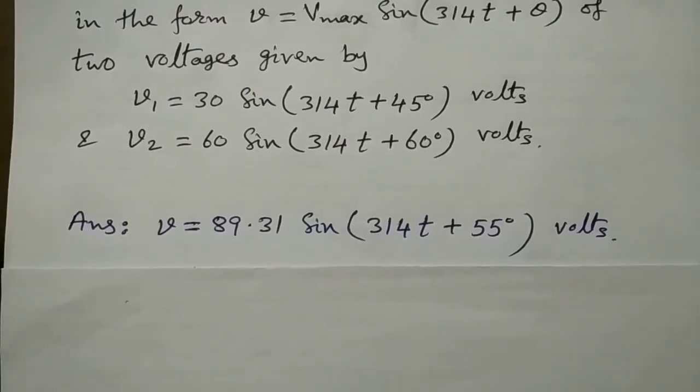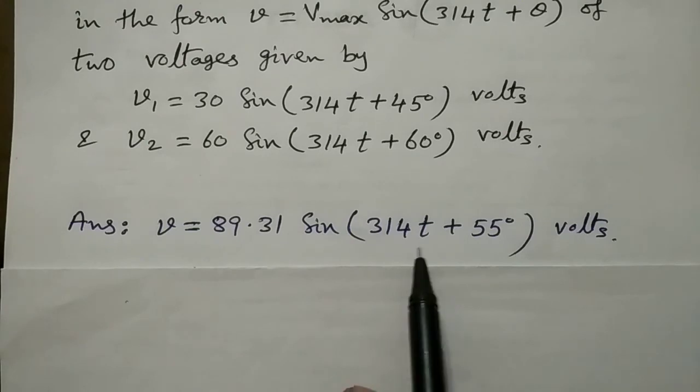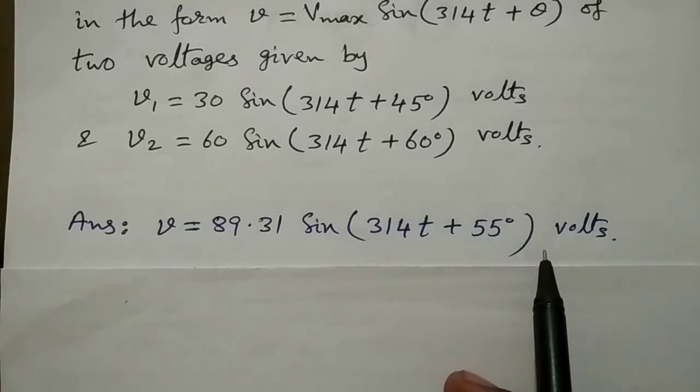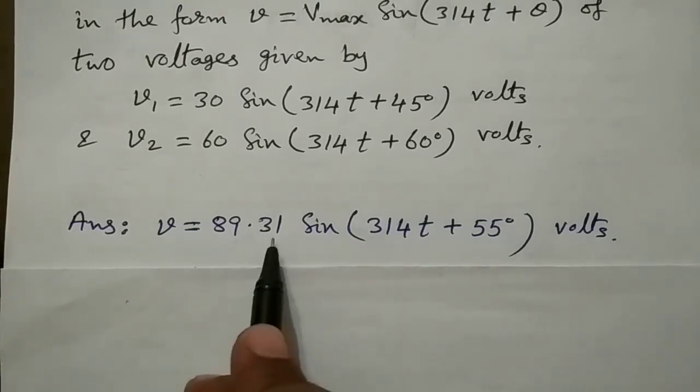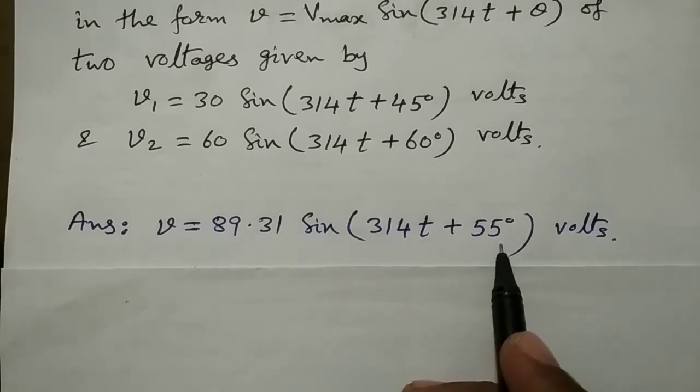Here is the answer. The resultant voltage will be 89.31 sin(314t plus 55 degree). So this is the maximum value of the resultant voltage, and this is the phase angle of the resultant voltage.